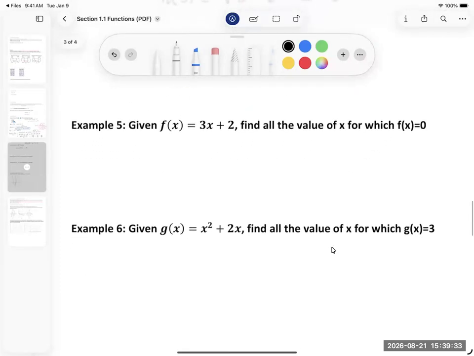For a problem like this, all we have to do is set the function equal to the value that we want. So our f of x is this. We're going to replace our f of x by 0 because f of x is equal to 0. So that will become 0 equals 3x plus 2. And they say find all the values of x. It means we're going to isolate for x.